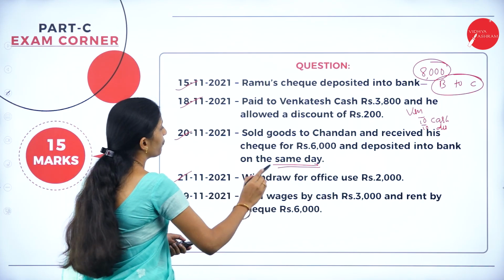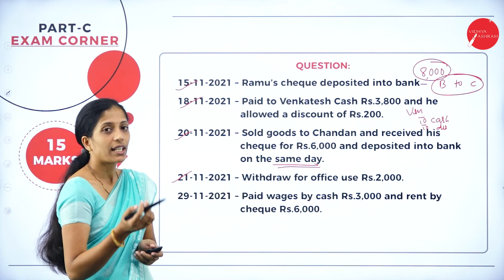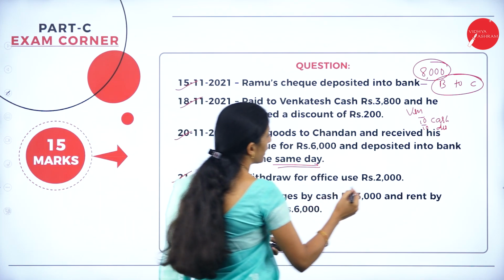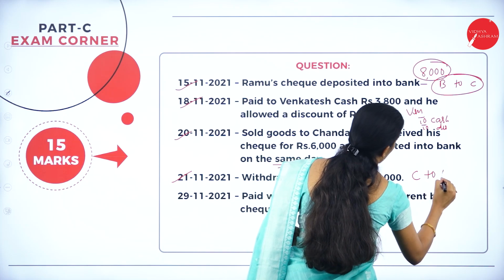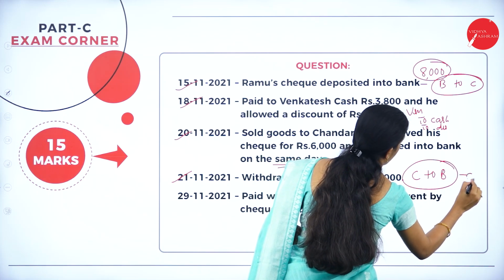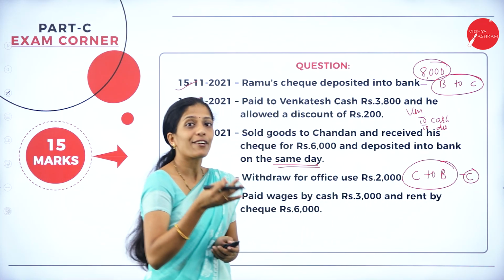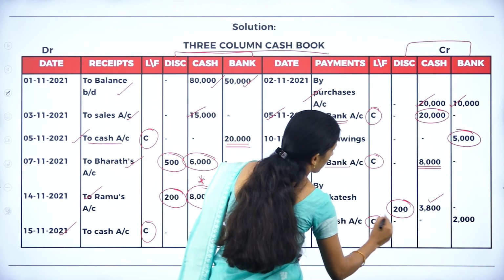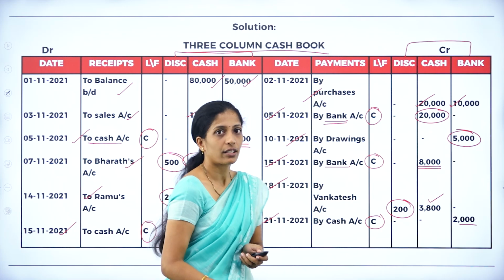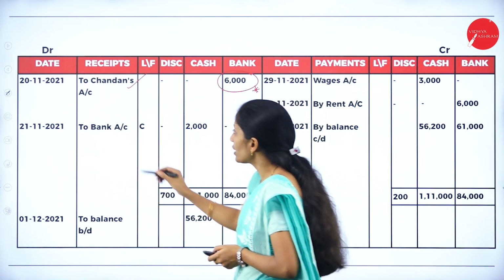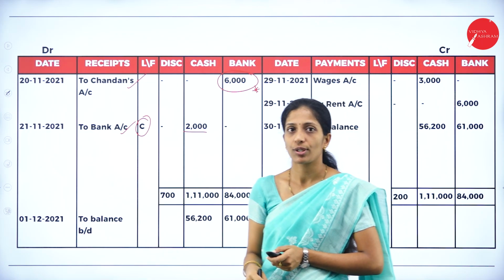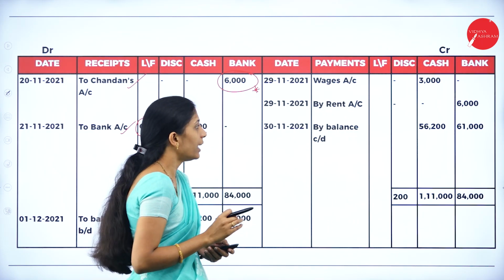Next is withdrawn for office use. So, here the amount is withdrawn for office use. So, what is the entry? Cash to bank. So, it is a contra entry once again. So, how do we write? By cash to bank. So, by cash account, it is a contra entry. Write the amount in the bank column. Here, how do we write? To bank account, contra entry. Write the amount in the cash column. So, this is a contra entry.